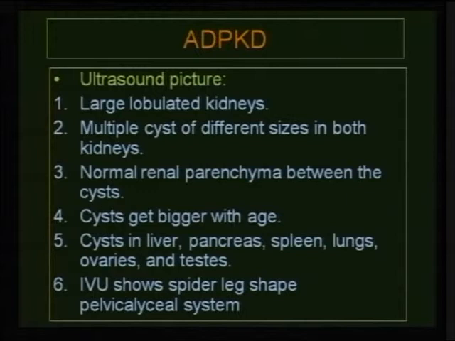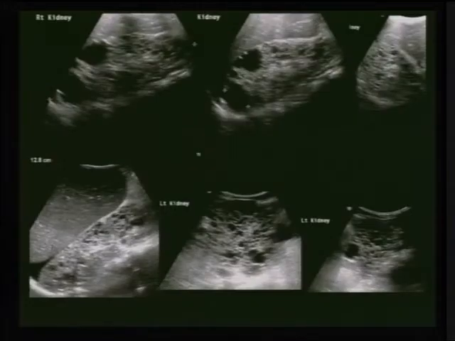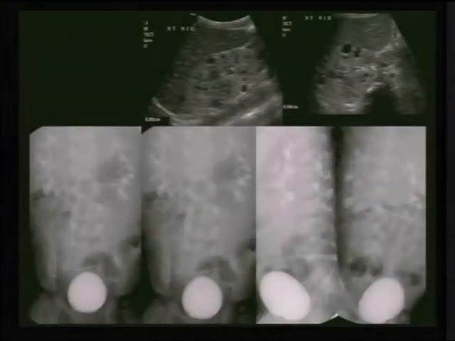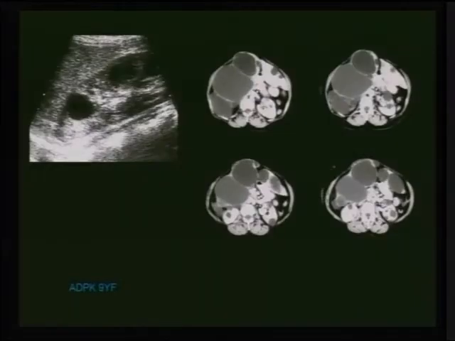But IVU in the past showed that the cysts displace the collecting system, which gives a spider leg-like appearance. This is the picture we are going to see in a child with multiple cysts of different sizes. And those cysts will grow with age. If you look at this IVU, you can see the splaying of the major and minor calyces, which gives a spider leg-like appearance. And it can be associated with multiple cysts in the liver.